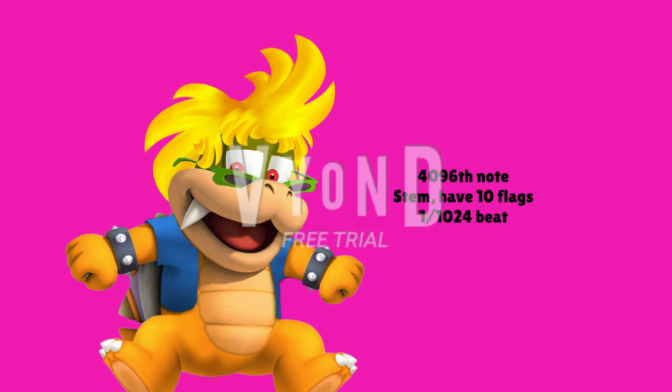The 4096th note has a stem and 10 flags. It is equal to a 1024th of a beat. The 8192nd note has a stem and 11 flags. It is equal to a 2048th of a beat. The 16384th note has a stem and 12 flags. It is equal to a 4096th of a beat.